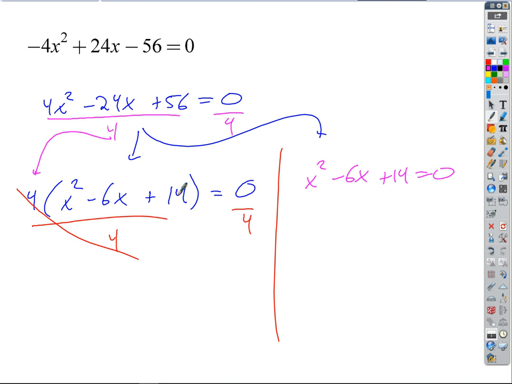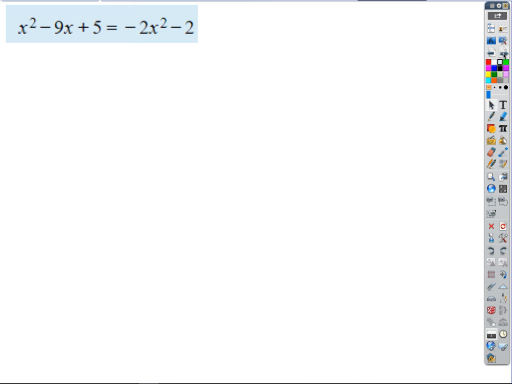See the difference though. If I had asked you to factor this completely and write it in completely factored form, well then I would have to include that 4, wouldn't I? Because that is a constant factor. But if I'm just asking you to solve the equation, we just divide it away. We don't need it. It's not doing anything. Okay? What would I obviously do here if I was trying to solve this one? Yeah, add 2x squared, add 2, right? Put it in standard form where it's set equal to 0, and then go from there, okay?